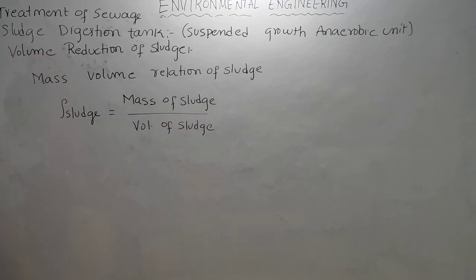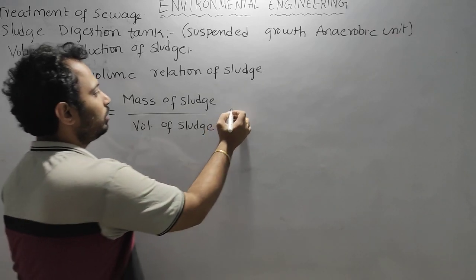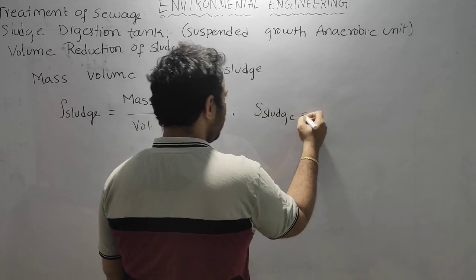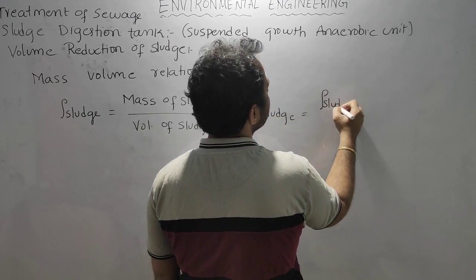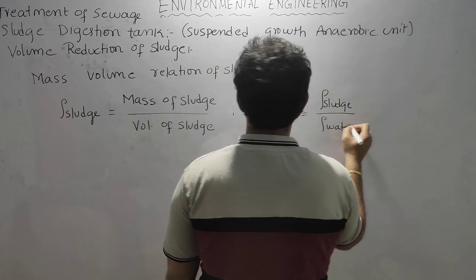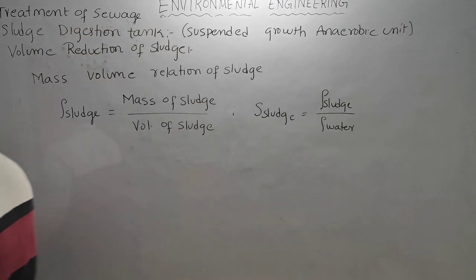Again, if you want the specific gravity of the sludge, it is rho of sludge divided by rho of water. And this rho of sludge is a combination of water and the solids. So it contains different kinds of materials in it.